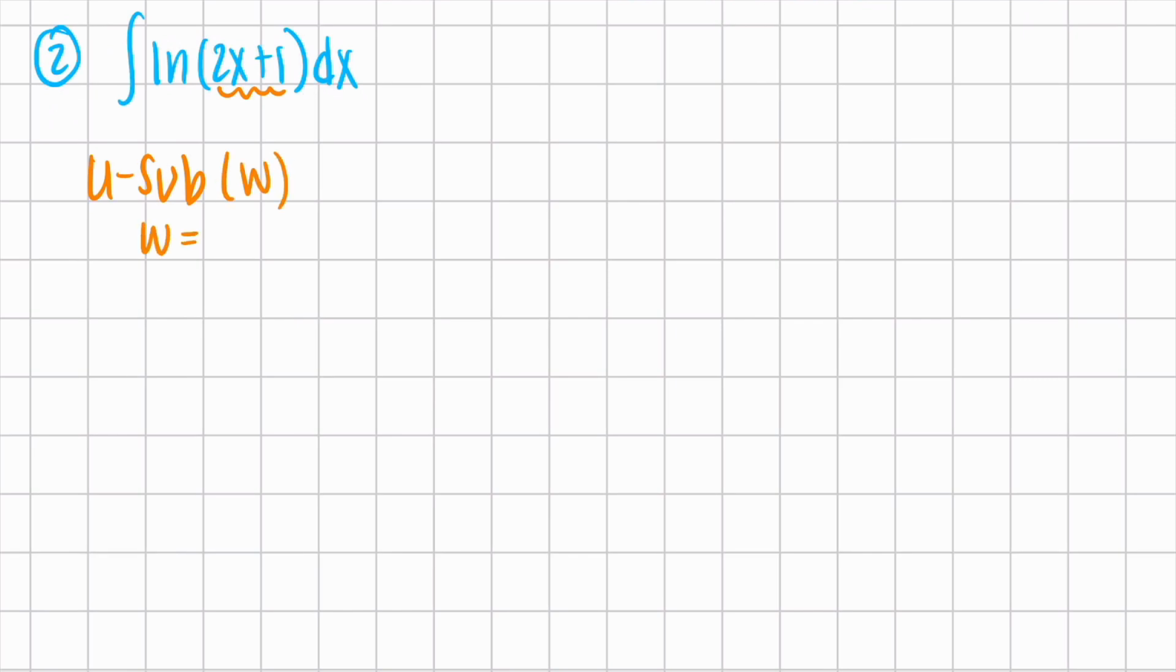So I'm going to say let w equal 2x plus 1. dw is going to be 2 dx. So I'm going to make this a 2, which means I need a 1/2 out front. So I'm going to rewrite this in terms of w.